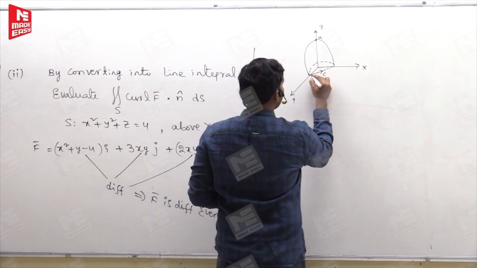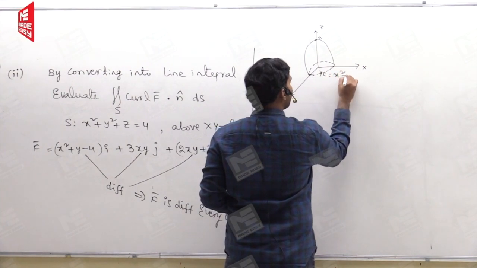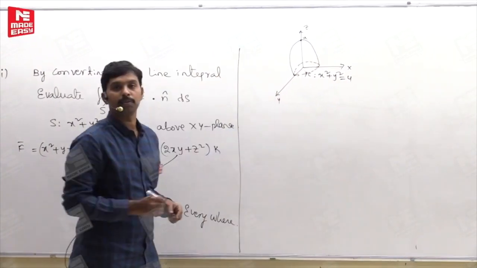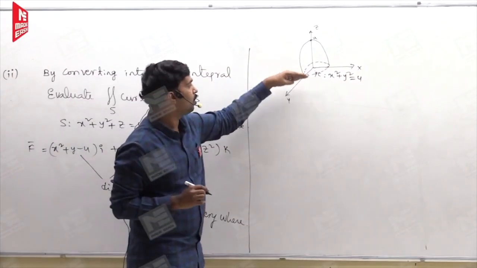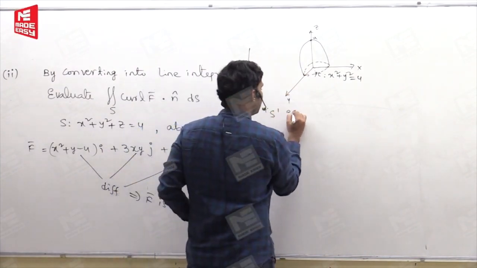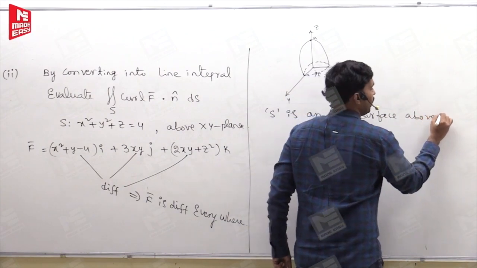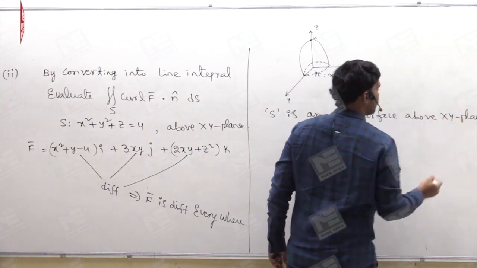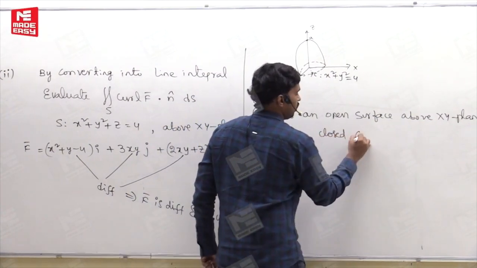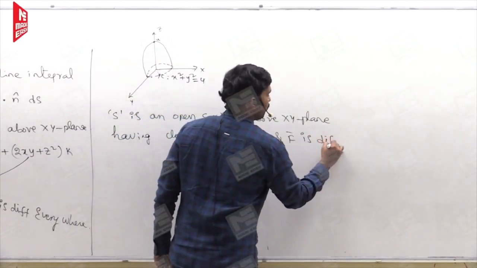So this contour that you are seeing is a circle here. The contour you are seeing is a circle, x square plus y square is equal to 4, when it is taken above the z axis here. Now, as this surface is an open surface above the xy plane having the closed contour C, and f bar is a differentiable function.